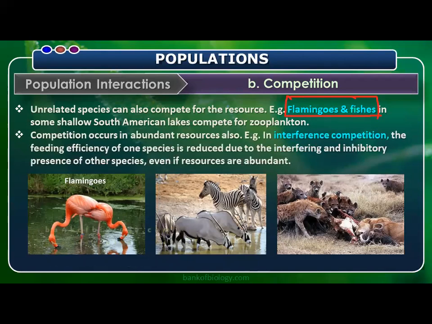Competition occurs in abundant resources also. We call it interference competition. The feeding efficiency of one species is reduced due to the interfering and inhibitory presence of other species. Even if resources are abundant, if there is a slightly irritating, interfering or inhibitory presence of other species, that kind of competition we say is interference competition. Okay.